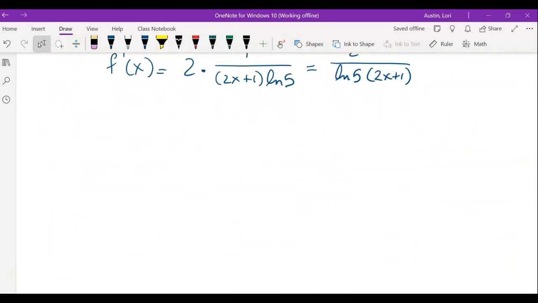Inverse trig functions. Last one. I'm not going to make you memorize a lot of those, but you're going to work on a lab next week. We're going to do them. So the derivative of the inverse trig functions.